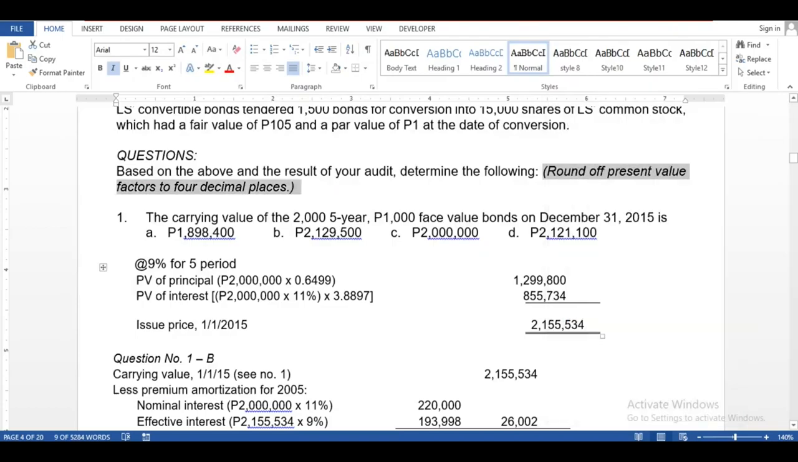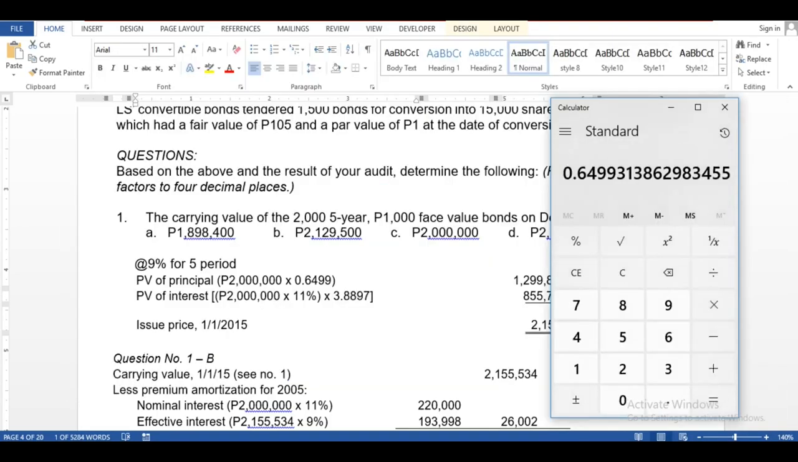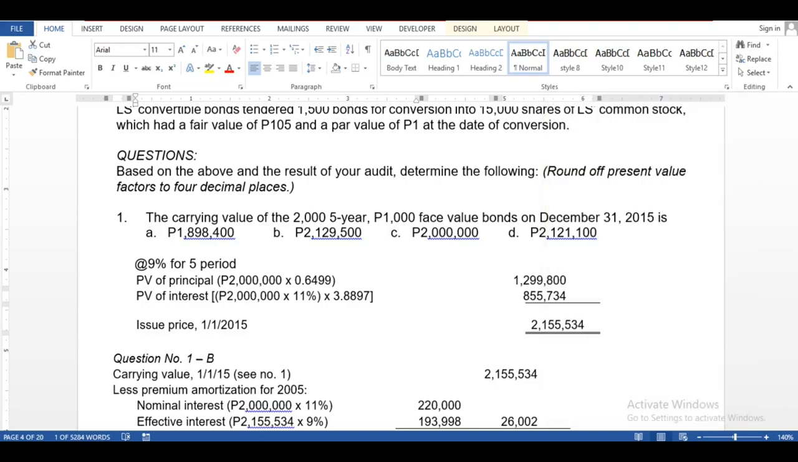And then, in continuation, in this one, how much is the interest? So the interest every year is 2,000 multiplied by the nominal rate of 11%. So I think this is 220. And the 3.8897 is based on the continuation here. So continue this one, since this computes the present value of an ordinary annuity. Why is it an ordinary annuity? Because the interest is payable annually. So continue this one, minus 1, and then divided by 0.09. So 3.8897. Disregard the negative. So this is the present value of the interest. Add the two and that is the issue price of the bonds. So 2,155,534.